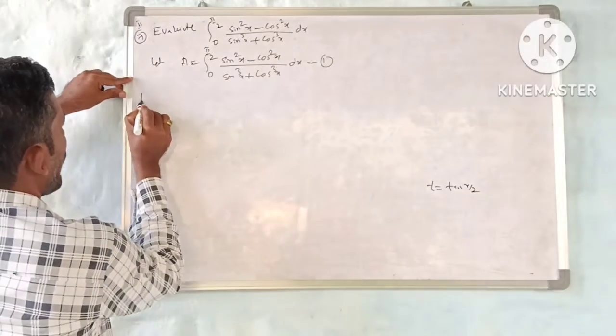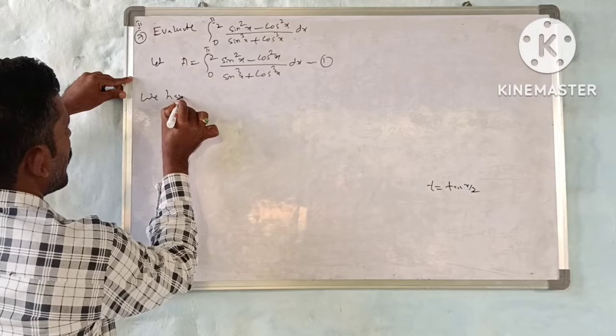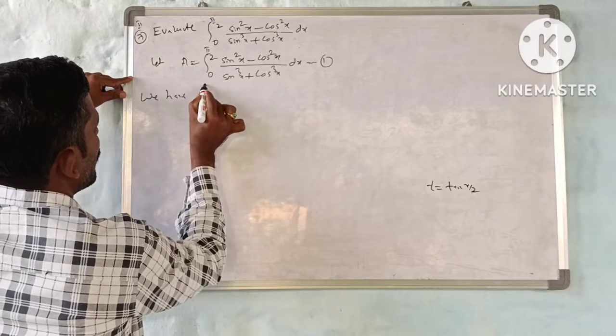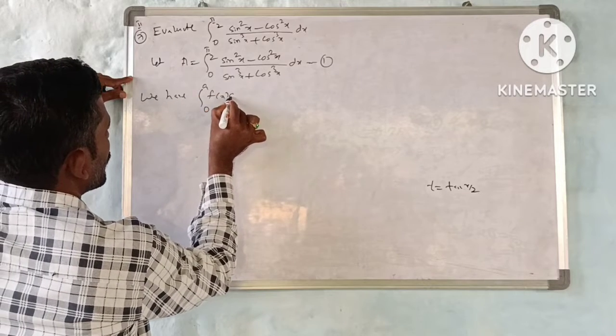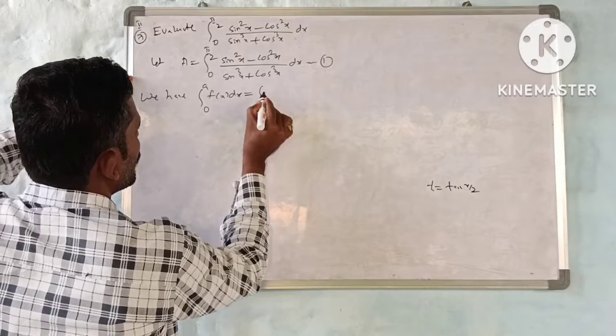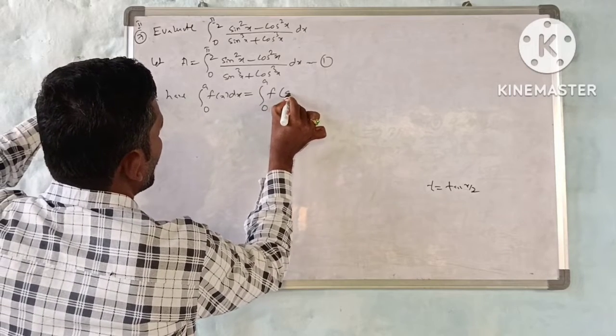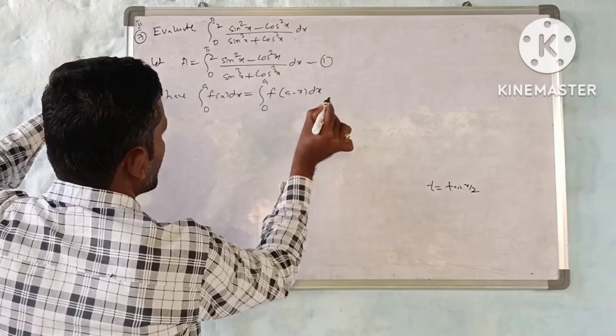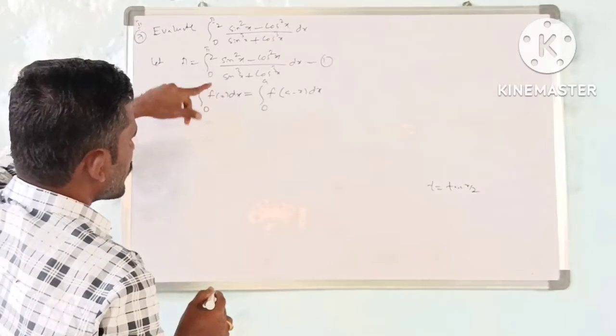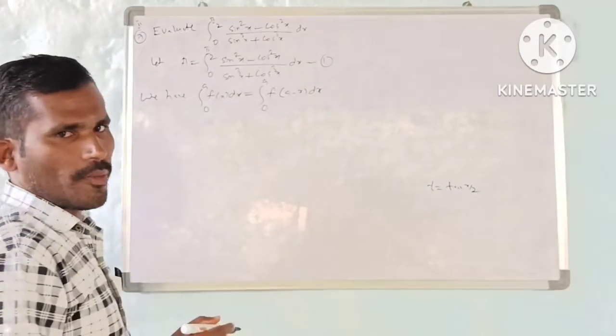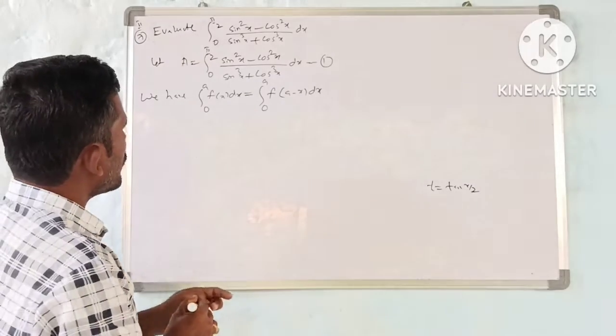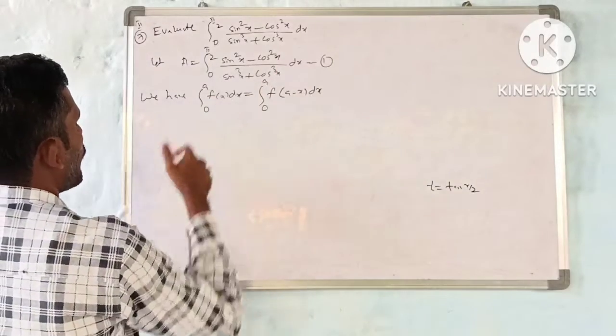So what is the formula? We have the integral from 0 to a of f of x dx equals the integral from 0 to a of f of (a minus x) dx. Upper limit is a. So in place of x we take a minus x. We have this property.